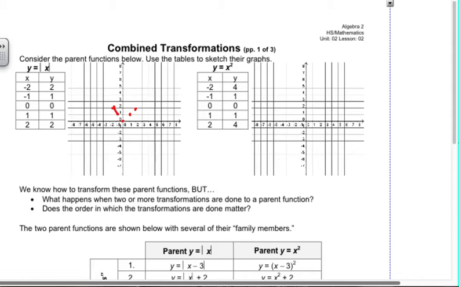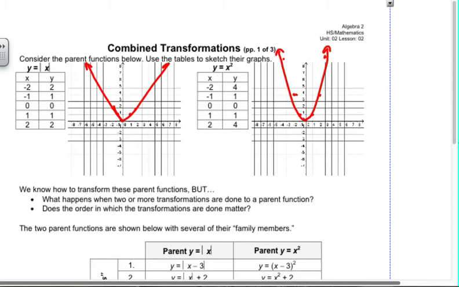And you notice we end up with something which looks like this. There's a parent of absolute value. Come over here, -2, 4, -1, 1, 0, 0, 1, 1, 2, 4, we get 3, 9 out here. And there's a parent function for our parabola.